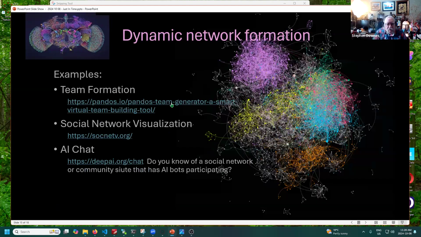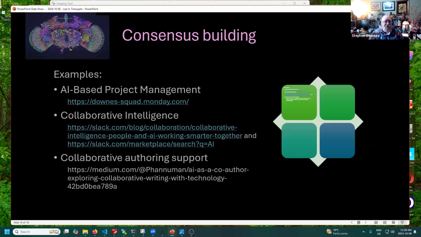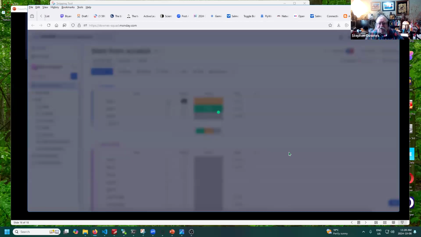Dynamic network formation. Again, there's a bunch of stuff about that, up to and including AI applications that join in a chat with you. People who use Discord or even Reddit know all about AIs jumping into the conversation. Consensus building, you have AI project management. I created a little project on a service called Monday.